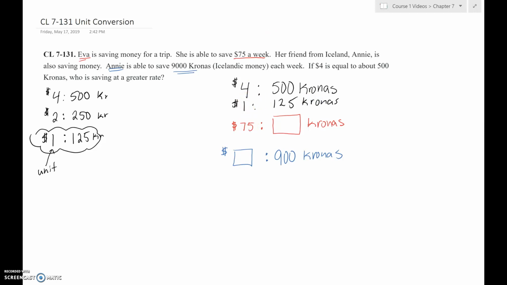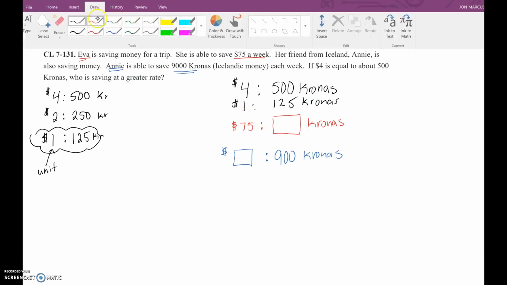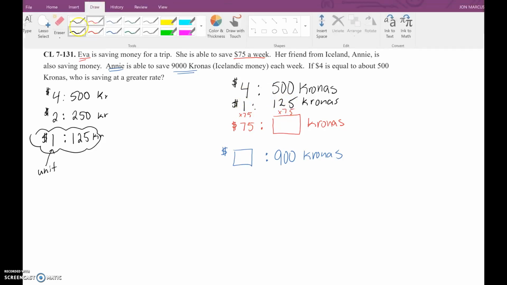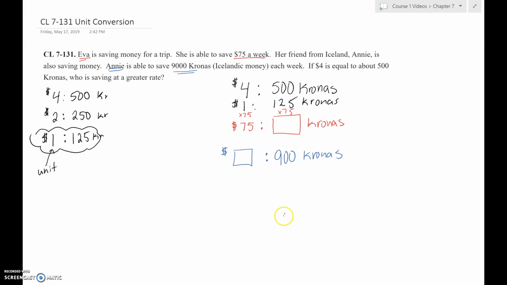Then this is just 75 times more. So $1 75 times gets you what Ava is doing. So if we multiply this by 75, you'll get the answer in kronas. So I'm going to make a generic rectangle here to multiply these two together. I'm doing 125 times 75.